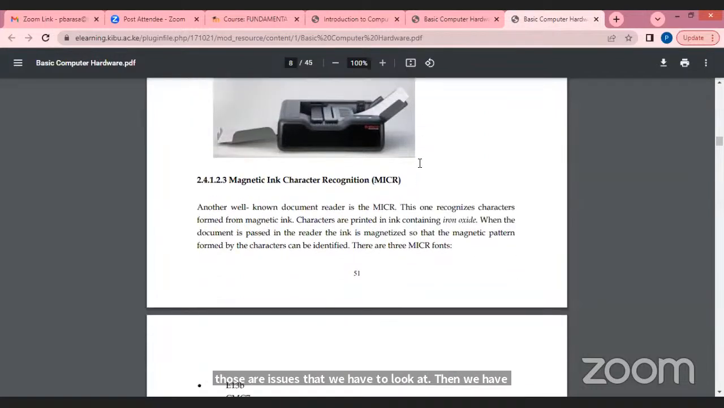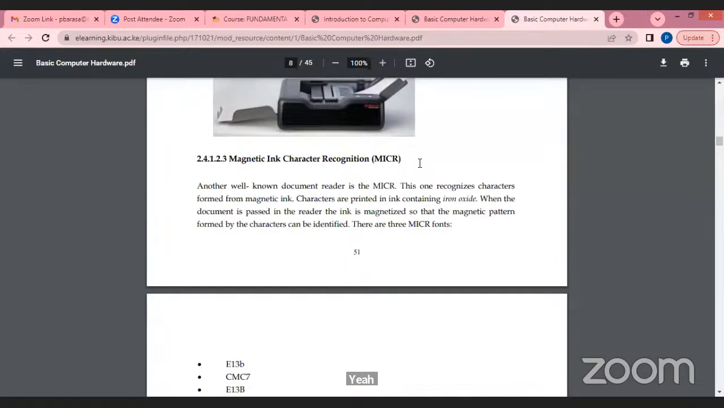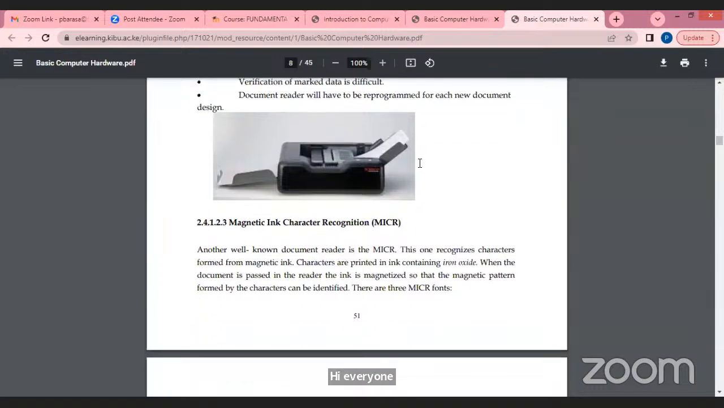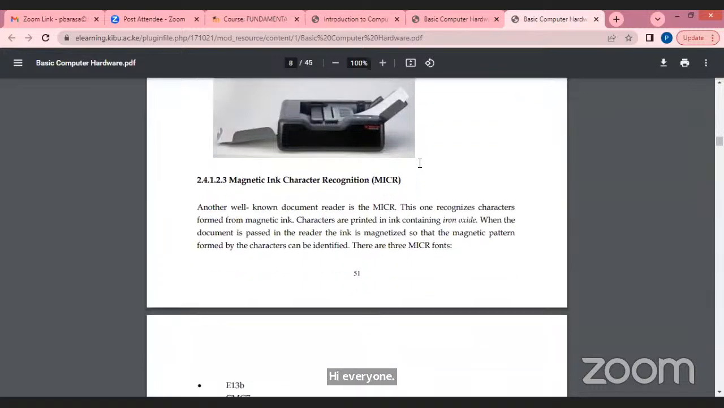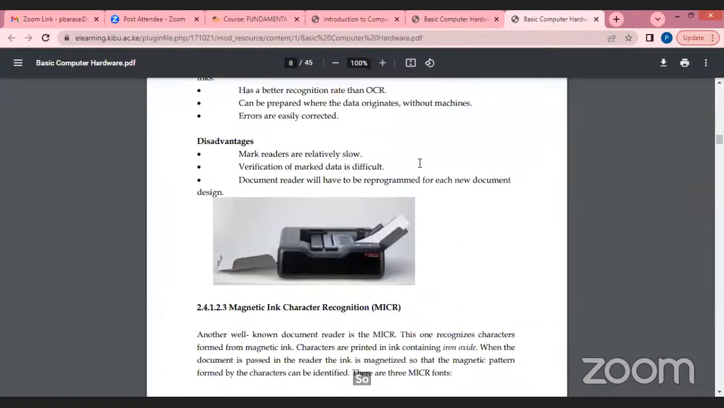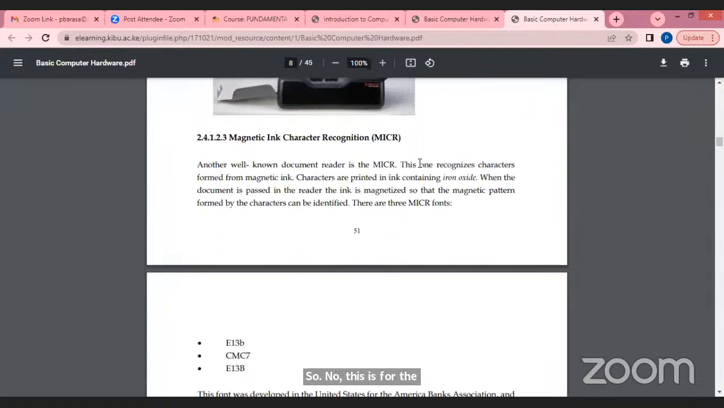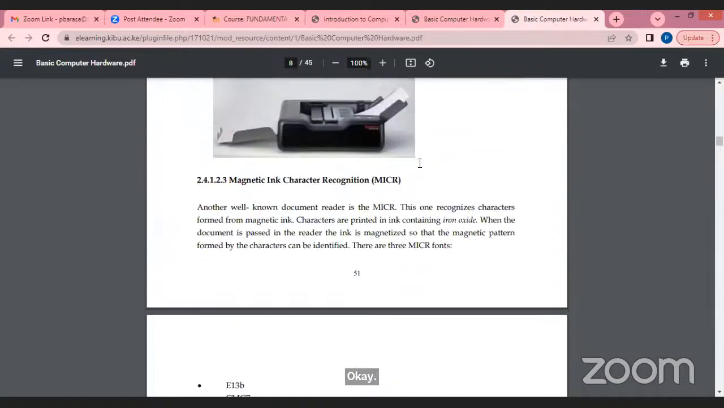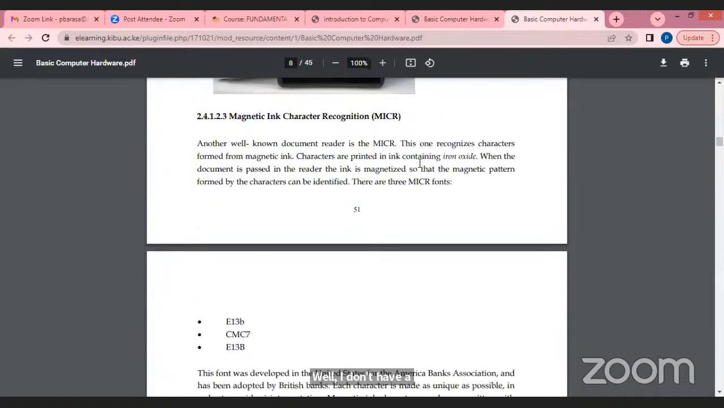Then we have magnetic ink character recognition. Another well-known document reader is the MICR, and you can see the photo of the MICR here. So now this is for the OMR. Then the other one, I think the MICR is down here. No, I don't have a photo, but I think this is for the OMR. So we go to the MICR.